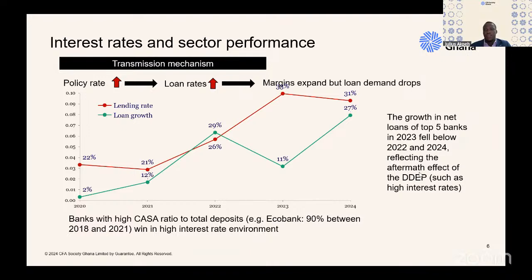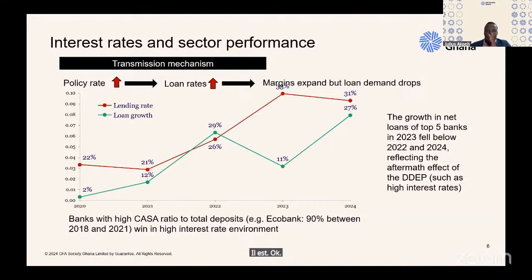So as I said, the growth in the net loans of the top 5 banks in 2023 fell because of the aftermath effect of 2022. Okay. And of course, that's where we started having higher rates and inflation as well.